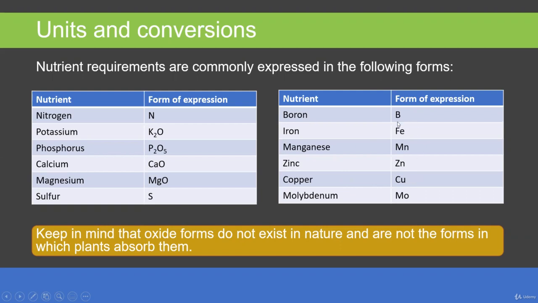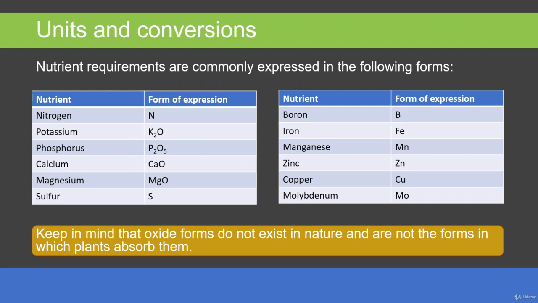elemental forms. Okay, I refer here to when you open the literature, you open a book, or not today, it's not a book, you Google something, and you find the nutrient requirements of the crop. In most of the cases, the nutrient forms will be expressed in the forms that I indicated here.